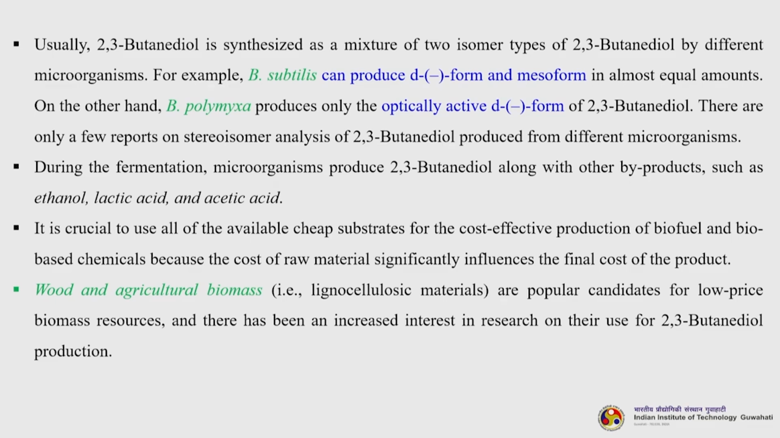It is crucial to use all of the available cheap substrates for the cost effective production of biofuel and bio based chemicals, because the cost of raw material significantly influences the final cost of the product. Wood and agricultural biomass, mostly the lignocellulosic materials, are popular candidates for low price biomass resources, and there has been an increased interest in research on their use for 2,3-butanediol production.